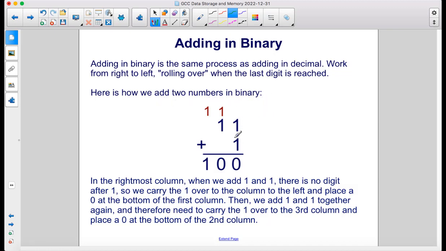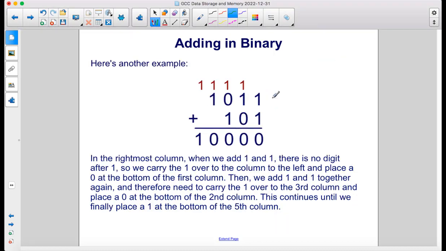All right, so in the rightmost column, when we add 1 and 1, there is no digit after 1. So we put a 0 down here and we carry the 1 over to the next column. Then we have to do that again. 1 plus 1 is a digit that's greater than 1, so we put a 0 as a placeholder, and we roll the 1 over to the third column. 1 plus nothing is 1. So 1 plus 1 in binary is 100.